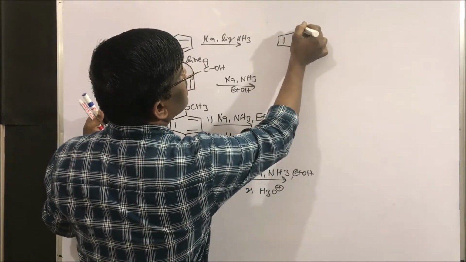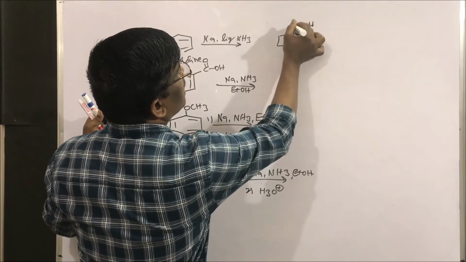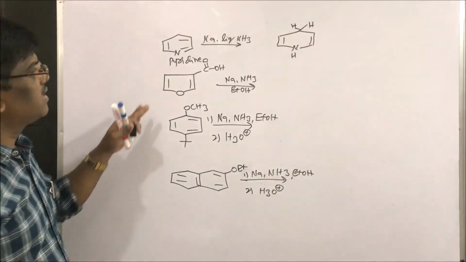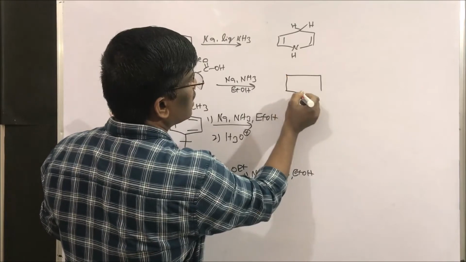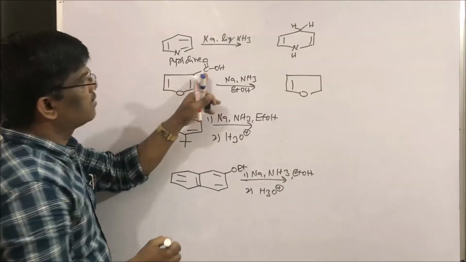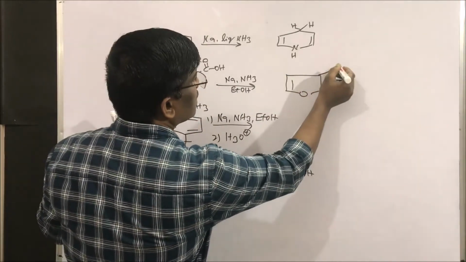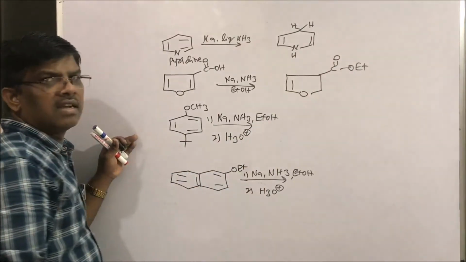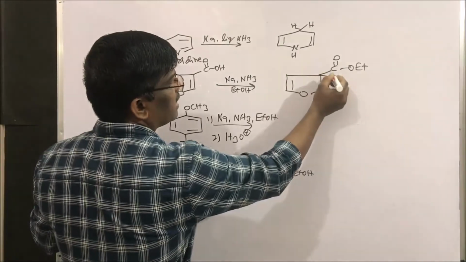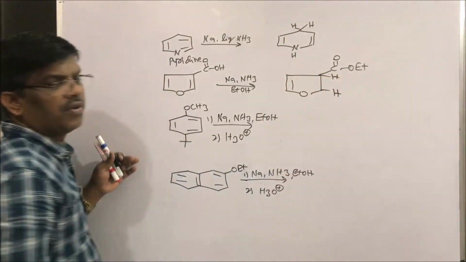Yes, so this is dihydropyridine. Yes, students. Then this furan also undergoes reduction. Yes, so this is carboxylic acid. It is going to be ester. So it is going to give this dihydrogenated compound, the reduced compound of this furan.